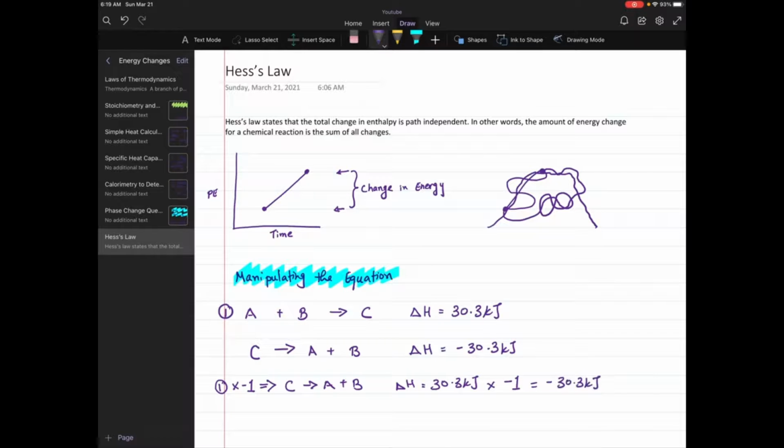Right? So that's how we represent it. That's how we write it down. This is the format that we will use when we are flipping our equation. We will label our equations as 1, 2, 3, 4, and then we can show the manipulation of each equation. And when we are manipulating the equation, we have to keep track of the change in energy, the delta H value. So that's one way of manipulating the equation, which is flipping the equation.